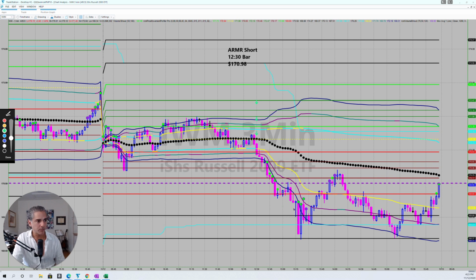Now, notice please how this asset drops right down to the average true range low of the day. This is one of my favorite trades, and I always book a profit when I get to the ATR. Okay?